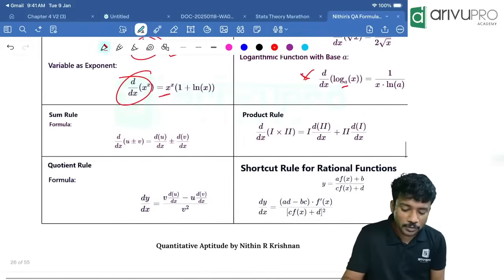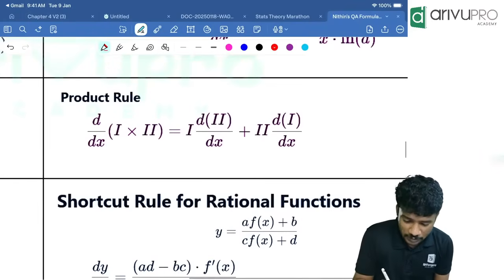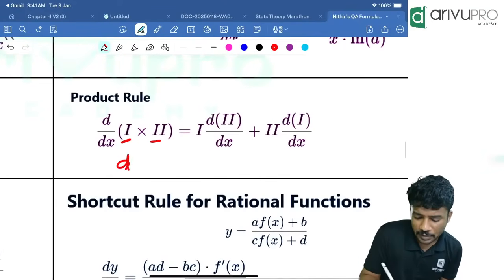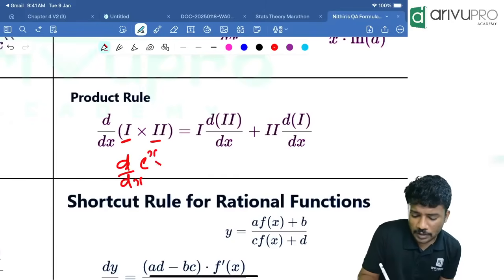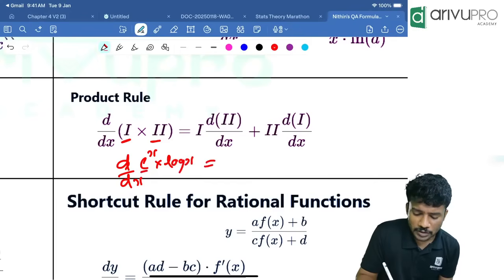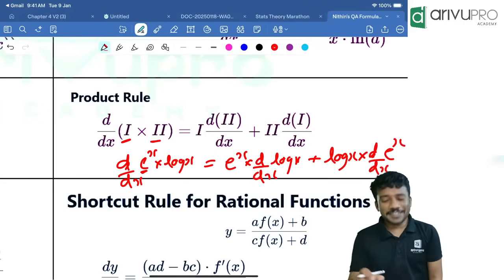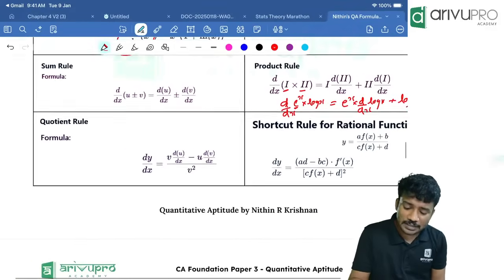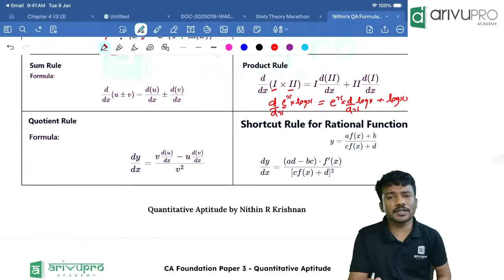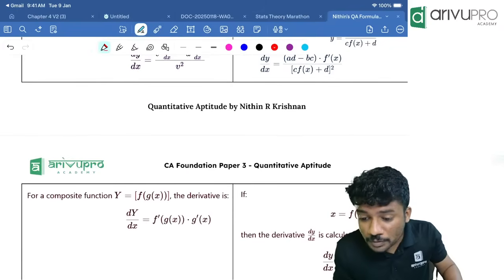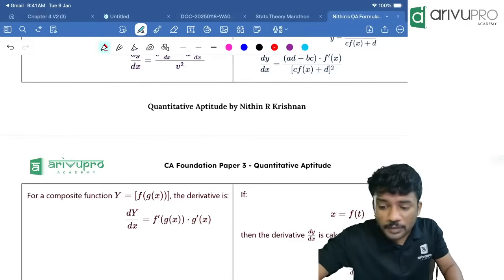Now people, product rule you should know, right? Product rule is nothing but first function into d by dx of second function plus second function into d by dx of first function. I'll write it like this: d by dx of e raised to x into log x. How will you find it? So this is the first function, so first function into d by dx of log x plus second function into d by dx of first function. Likewise you can write. Whenever it is a rational function, you can use these shortcuts. Anyway, in marathon we have done that. You can refer to this. Can we mark the answer in the question paper, then mark in the booklet? You can actually do that.